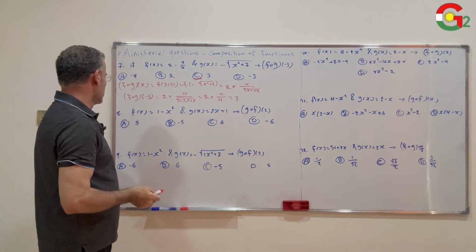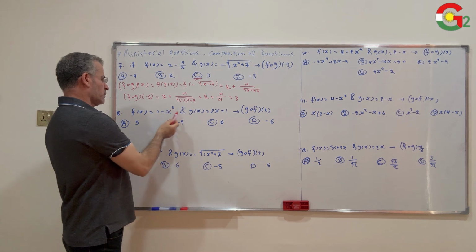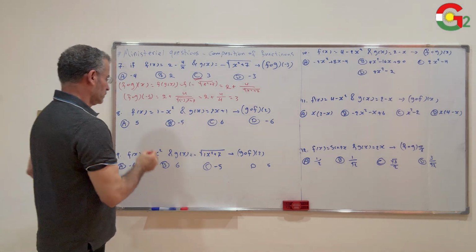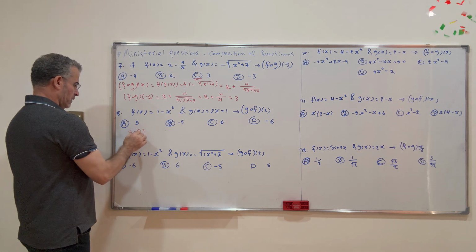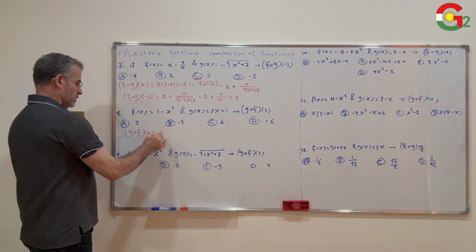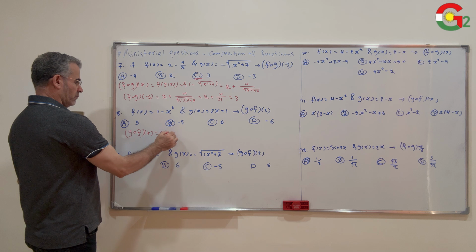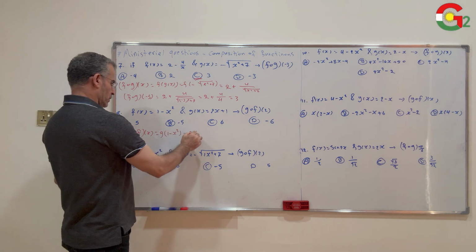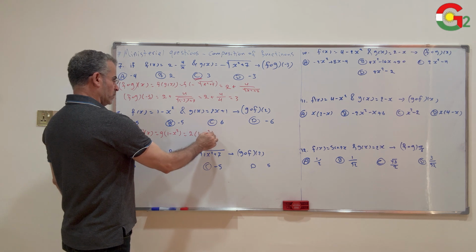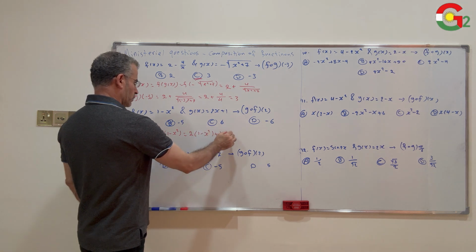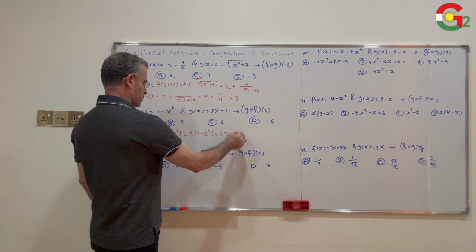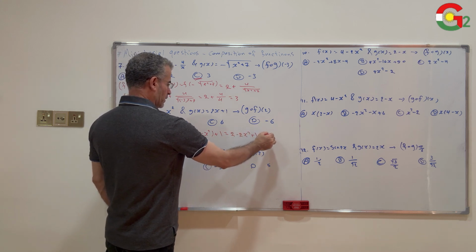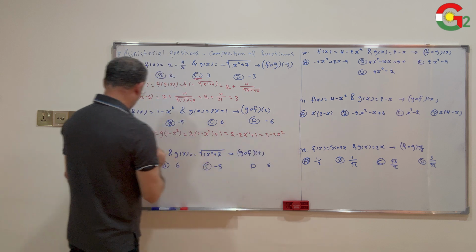F of x equals 1 minus x squared, g of x equals 2x plus 1. Find g of f of 2. g of f of x equals g of 1 minus x squared, which equals 2 times (1 minus x squared) plus 1, which equals 2 times (minus... 2 minus 2x squared plus 1, which equals 3 minus 2x squared.